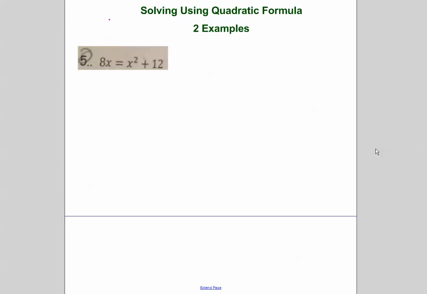I'm going to do a couple of quadratic formula review problems. One is going to be straightforward, which actually is factorable, and the second one not so much. So let's go ahead and get started. First of all, let's do our quadratic formula.